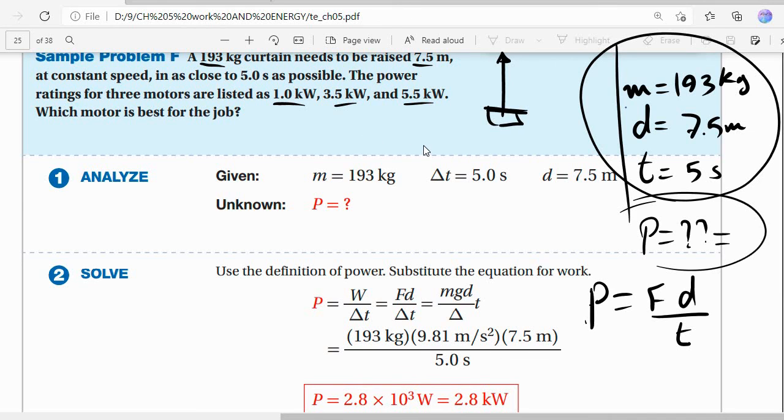Okay, now that is the formula. How can we use the formula to answer the problems? And that is about the power.